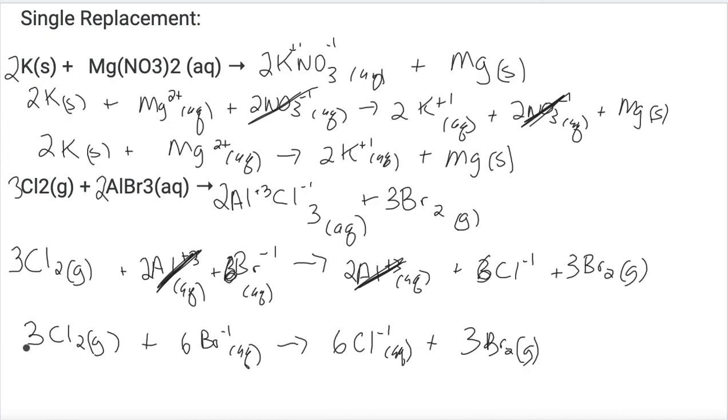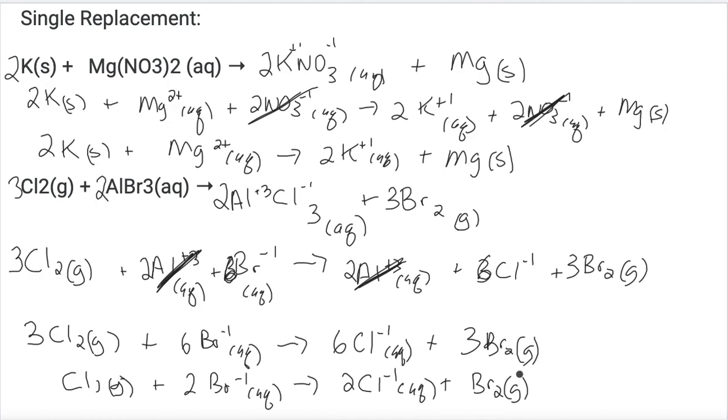Now, if you notice, everything could be divided by a factor of 3. And so if we divide everything in the equation by 3, we get Cl2 gas plus 6 divided by 3 is 2, so 2 Br -1 aq, arrow, 6 divided by 3 is 2 Cl -1 aq, and 3 divided by 3 is 1 Br2 gas. Now that didn't show up too well. That's supposed to be a 2 there.